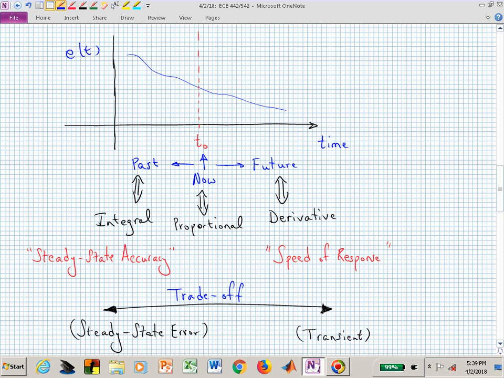Or if you're interested in modifying the dynamic behavior or adjusting the transient behavior of your closed loop system, you might want to think about what the derivative action is doing, and that's now the speed of response. And in control, you always have this trade-off. How much am I emphasizing the steady state accuracy, and how much am I emphasizing the speed of the response? That's a very overview way of thinking about a PID controller.